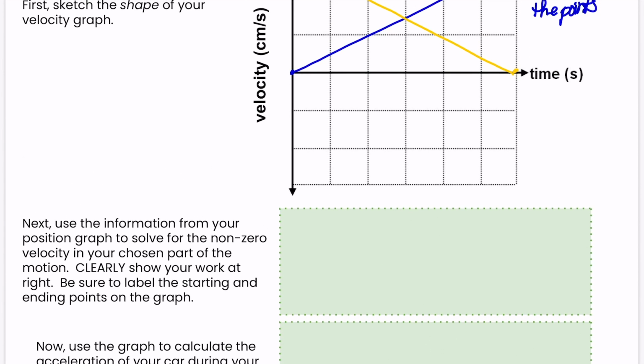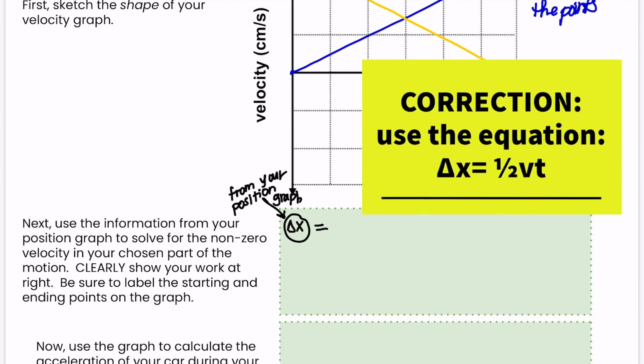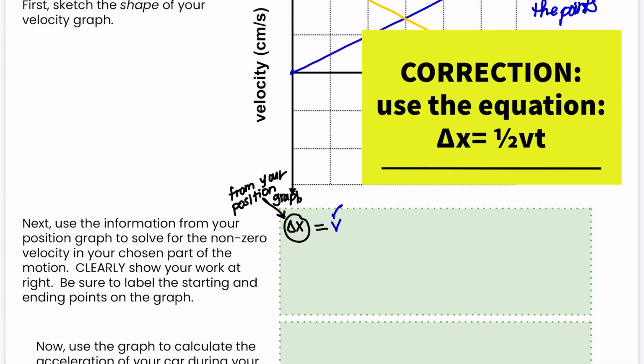Okay, you're going to use the information from your position graph. So you calculated your displacement from your position graph. And we're going to solve for velocity, which is your unknown. So we don't know what that number is. And we're going to use the time it took to travel, for how long it took your car to move.